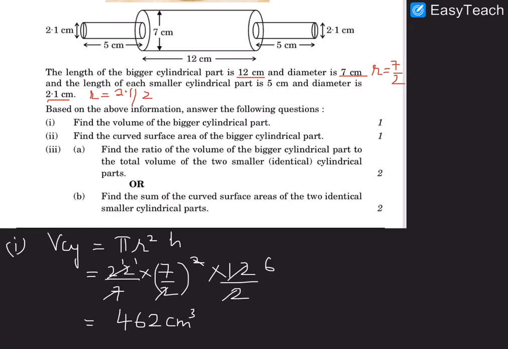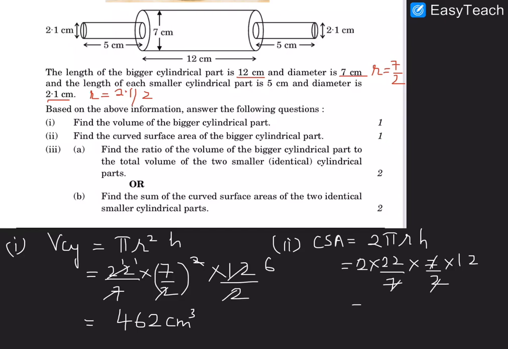Next part of this question is find the curved surface area of the bigger cylindrical part. So the curved surface area of the cylindrical part is 2 pi r h, which is equal to 2 into 22 by 7. The value of r is 7 by 2 and height is 12. So again 2 into 7, and 7 cancel out. So curved surface area comes out to be 264 centimeter square.